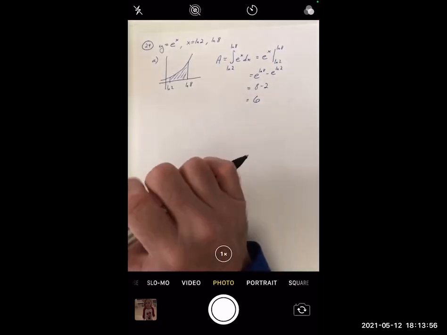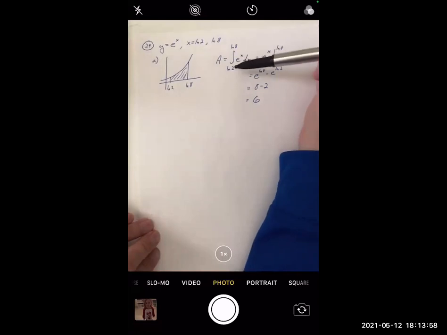The other version, the bounds were in e, but it was the same type of thing. You'd have ln of an e, and then they cancel out. I think that answer was 10.